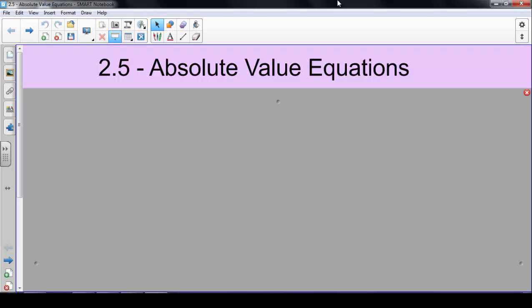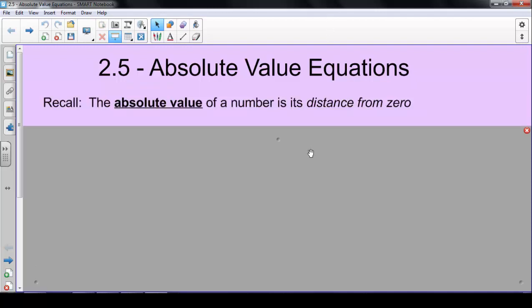Section 2.5, absolute value equations. So remember back from chapter 1, when we talk about the absolute value, it's its distance from 0. So I want to point out it's that distance from 0. So your absolute value is the distance.